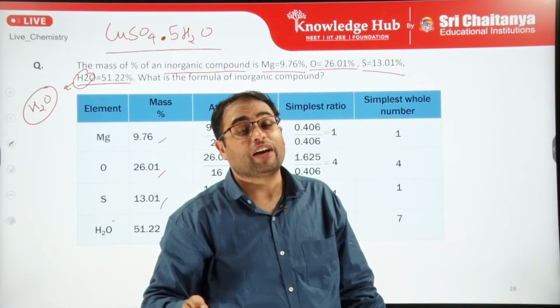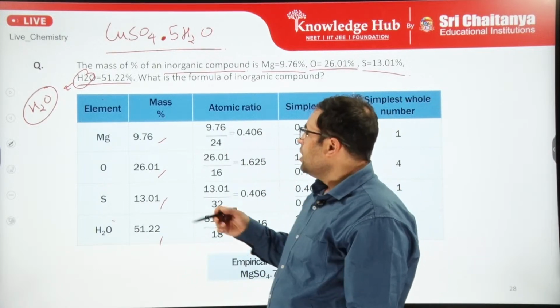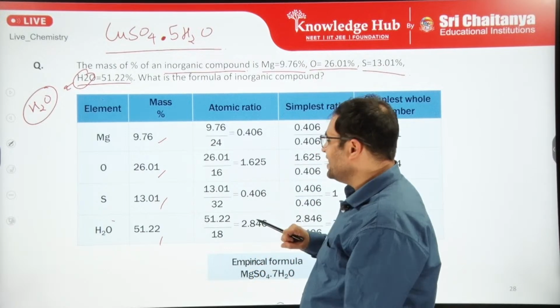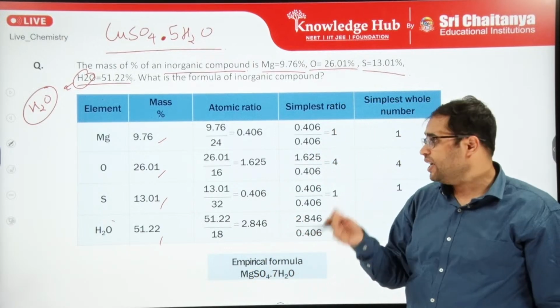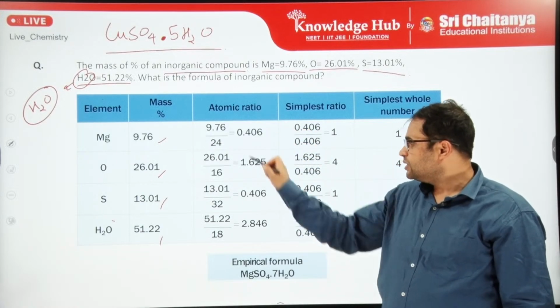The next step is to calculate the moles from this. How will you do that? Divide by molar mass. Magnesium is 24, oxygen is 16, sulfur 32, H2O 18. Divide, get the ratio. See which is the smallest number? This is the smallest number.